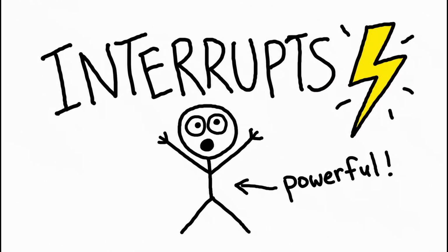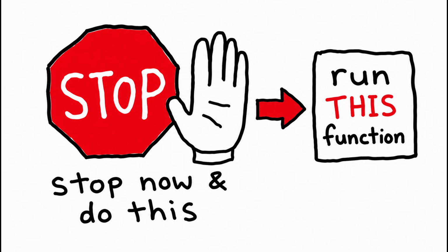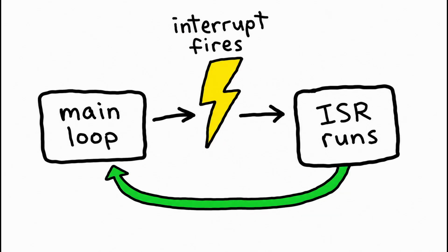Okay, now interrupts. This is where things get really powerful. Here's the problem with normal code. Your loop runs top to bottom, over and over. If something happens between 2 lines, a button press, a sensor trigger, a timing event, your code might completely miss it. An interrupt solves this by telling the microcontroller, stop whatever you are doing right now and run this specific function instead. When that function finishes, the microcontroller goes straight back to exactly where it left off, like nothing happened.